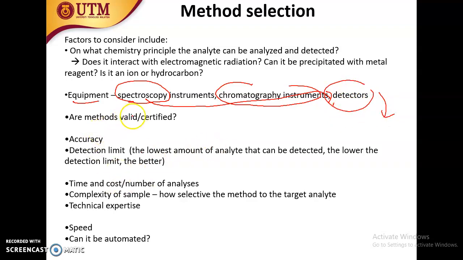Are the methods valid or certified? If you are using AOAC, then it's valid. But you have to verify again, meaning you run it again and see if you can get the same data. How accurate will the method from AOAC be? If it says it will give you 95% accuracy, that's good. How low can I detect mercury in my instrument? If it's stated very low, then it's good for you. And what is the cost if I run mercury analysis using spectroscopy? Is it cheap or expensive? Then you have to look at this.